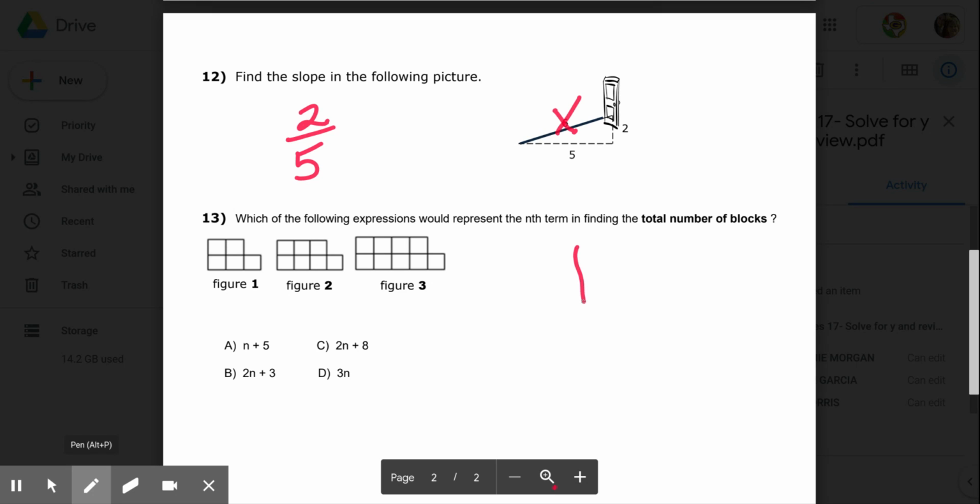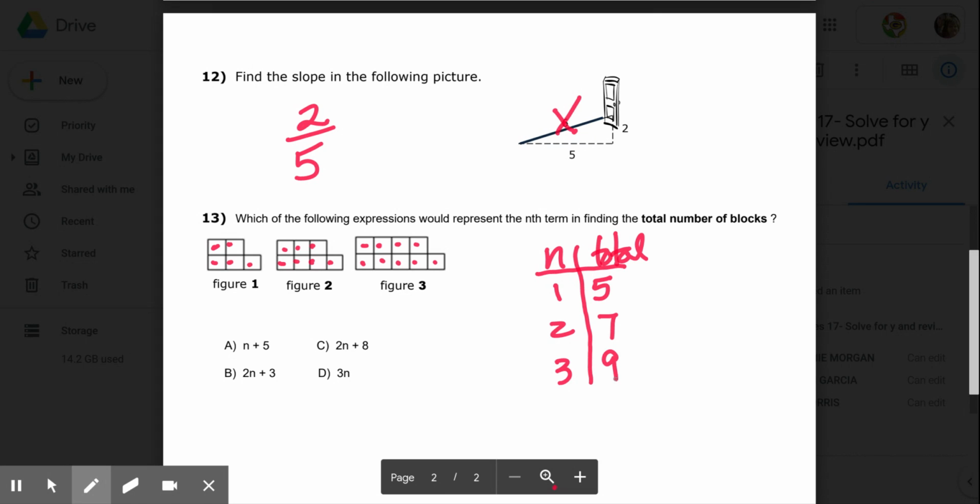So we're going to make a table of values, and we have figure 1, 2, and 3. And then it says we want the total number of blocks. Okay, so we have 1, 2, 3, 4, 5 in figure 1. By the way, this would be our n, and this would be the total number of blocks. Number 2, we have 1, 2, 3, 4, 5, 6, 7. And number 3, 1, 2, 3, 4, 5, 6, 7, 8, 9.